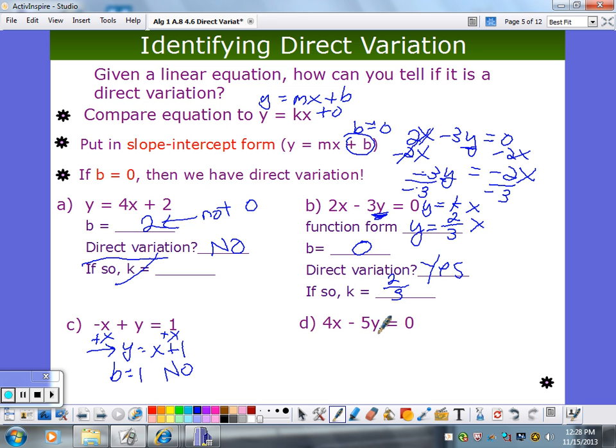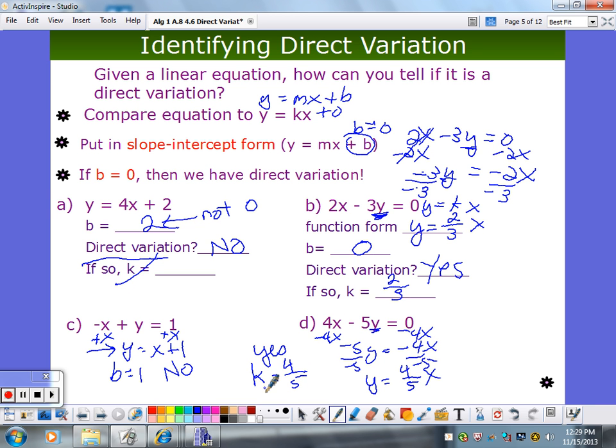Now this one we have to solve for y. I subtracted 4x from both sides. So I'm getting negative 5y equals negative 4x. We're going to divide by negative 5 to get y by itself. So y equals negative 4 over negative 5, positive 4 over 5. Is this a direct variation? Yes. How come? And what's k?